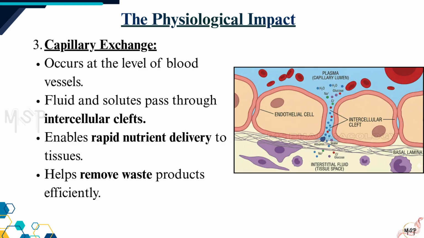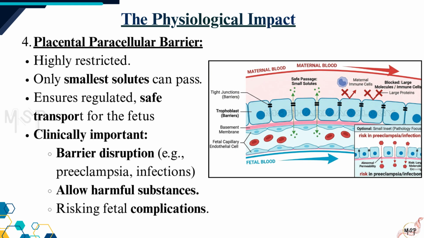At the level of the blood vessels, we see a different application. In our capillaries, fluid and solutes are exchanged through intercellular clefts. This allows for rapid delivery of nutrients to tissues and the removal of waste products. However, in the placenta, the rules change. Here, paracellular movement is intentionally limited. Only the smallest solutes can pass through the gaps, protecting the developing fetus by ensuring that most transport is strictly regulated by the cells themselves.